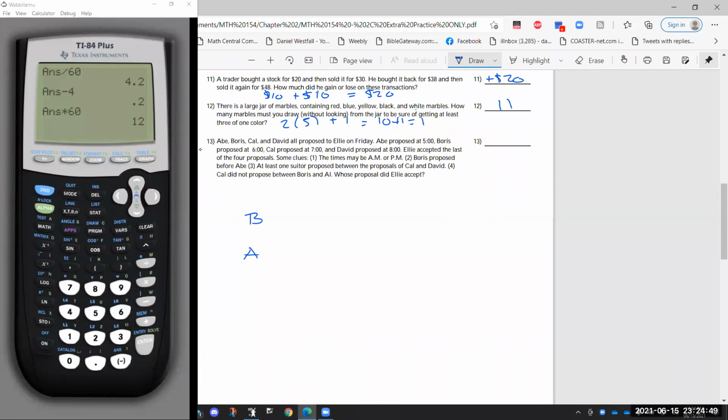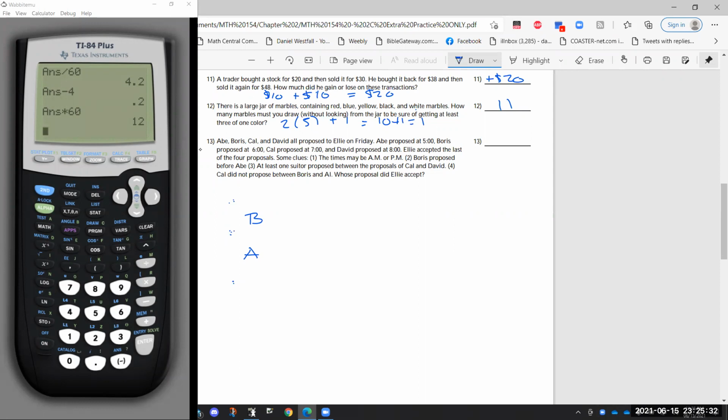At least one suitor proposed between the proposals of Cal and David. So this is either C and D, or it doesn't say that it has to be C first and then D. It could have been D and C. So there's somebody between them though. D and C are not next to each other. So that probably tells us that A and B are not next to each other. And it's a good thing that I left some space.